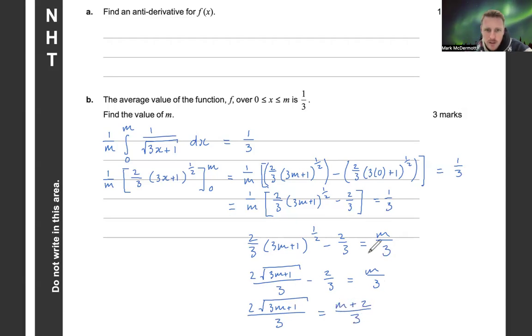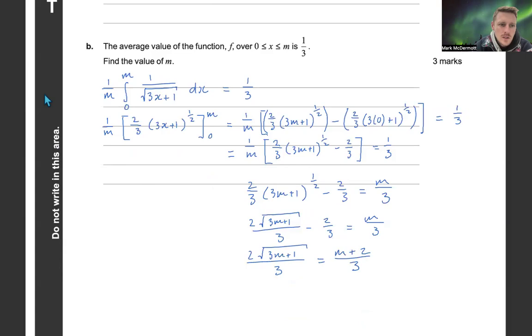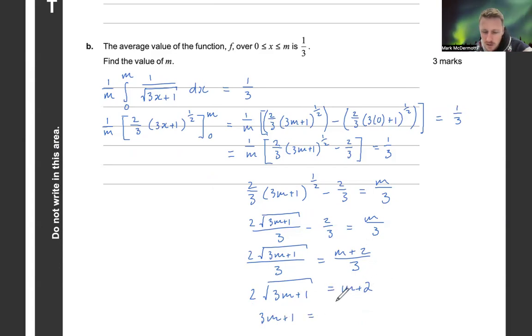Okay, cross multiply. Let me get more space again. Multiply 3 to that side, multiply 3 to that side, or just cancel the 3's out. So you've got 2 root 3m plus 1 equals m plus 2. Then I'm going to divide both sides by 2, and then I'm going to square both sides. So I'm actually going to get a quadratic. I'm going to get m squared plus 4m plus 4 all over 4.